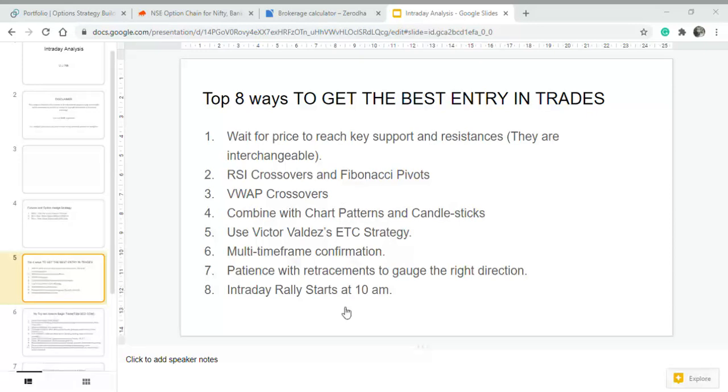So what you must do is have a look at how the RSI responds and correlates with the market as well at the key support and resistances, so that you would be able to get into better trades.